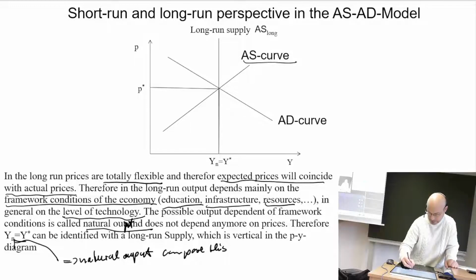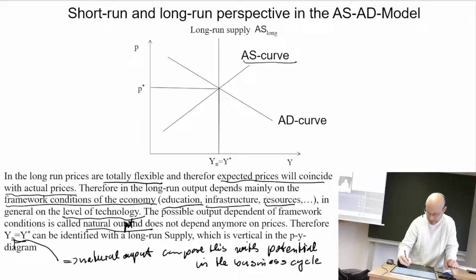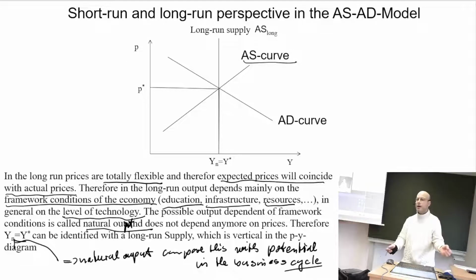And compare this with potential output in the business cycle, because this is more or less the same argumentation, that in the long run we have some potential output, and in the medium and in the short run we are above or beneath our potential output. But in general, we always will move to our potential output, or also it's called the natural output.